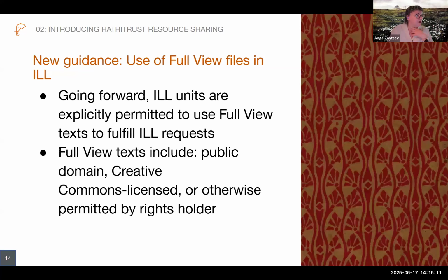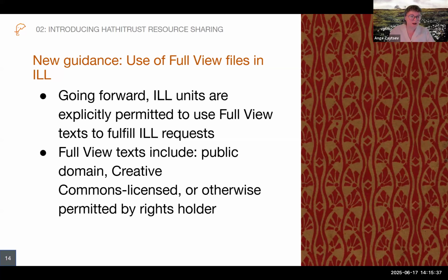And also, something that I'm particularly excited about is that going forward, we are providing new guidance about the use of full view texts in ILL and document delivery. This is something that we've gotten questions about since I joined HathiTrust back in 2011. So it's really exciting that we're finally able to provide you with explicit guidance on this.